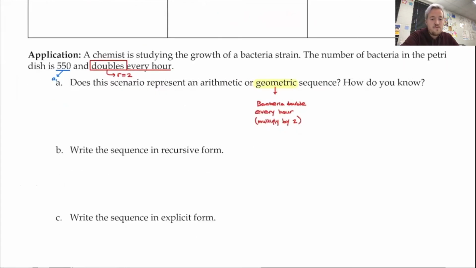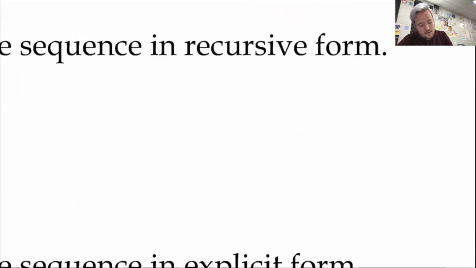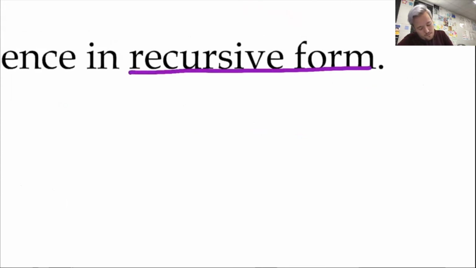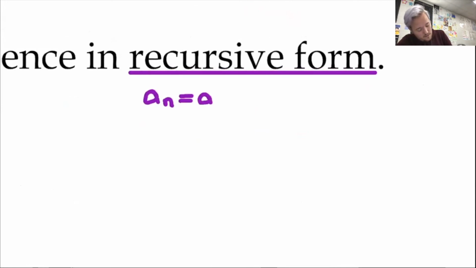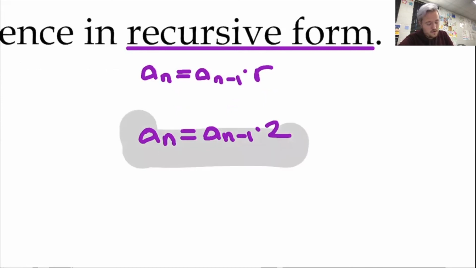All right. So we want to write the sequence in recursive form. Remember, this is a geometric sequence. So your recursive form is going to be a of n equals a of n minus 1 times r. We're only inputting the common ratio here, which is 2, since it doubles. So we're going to have a of n equals a of n minus 1 times 2. This is your formula for the recursive form.